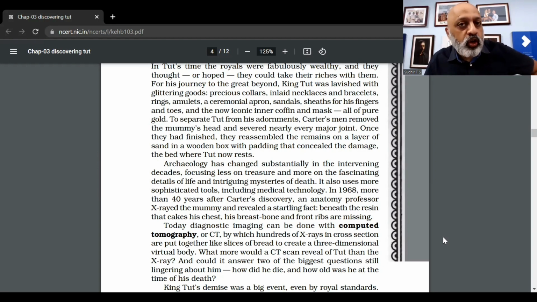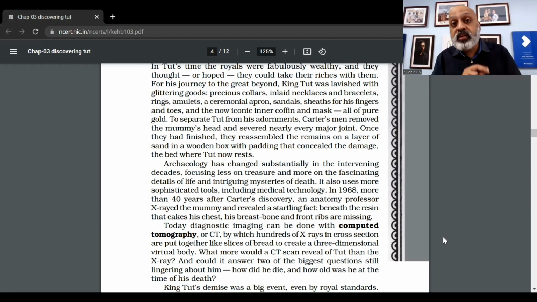Okay. Archaeology has changed substantially in the intervening decades. 1922 के बाद archaeology में काफी सारे advancements हुए हैं, focusing less on treasure and more on the fascinating details of life. Because the mistake that Howard Carter seemed to have made in terms of approach was that he was very focused on the treasure.